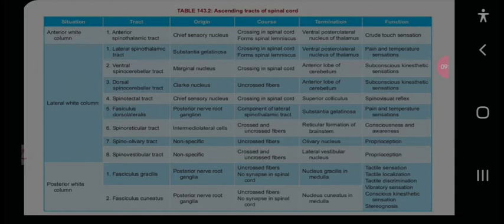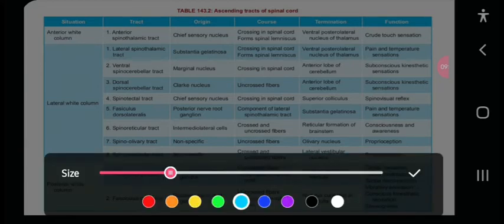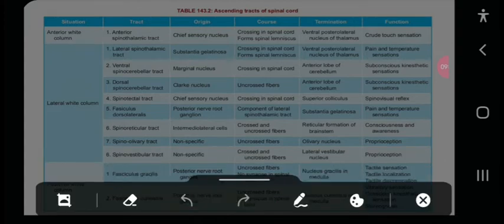This is very important. Ascending tracts of the spinal cord: anterior white column, anterior spinothalamic tract, origin chief sensory nucleus, course crossing in spinal cord forms spinal lemniscus, termination ventral posterolateral nucleus of thalamus, crude touch sensation. And what is it for?